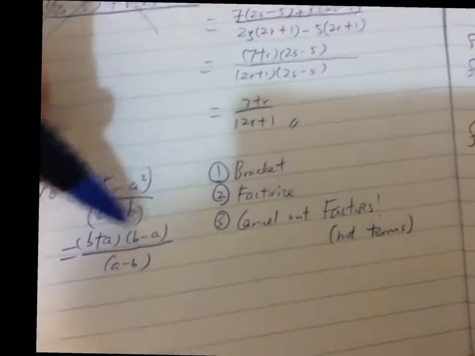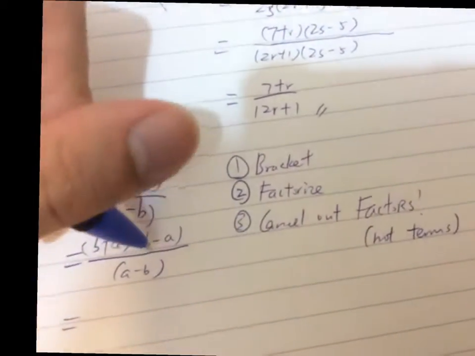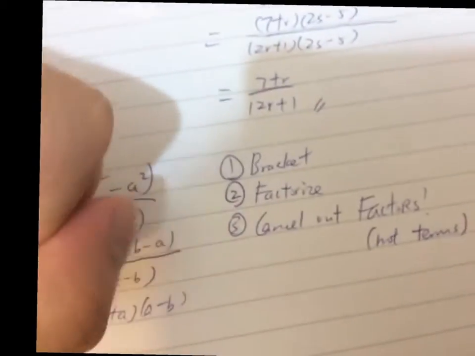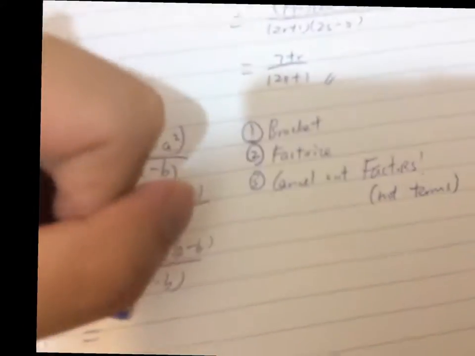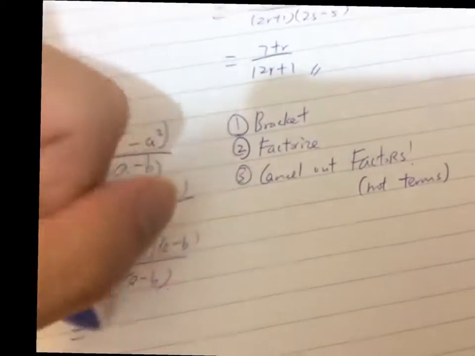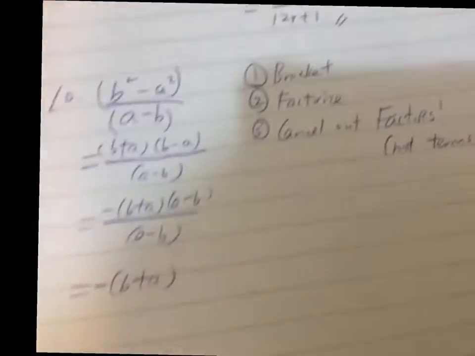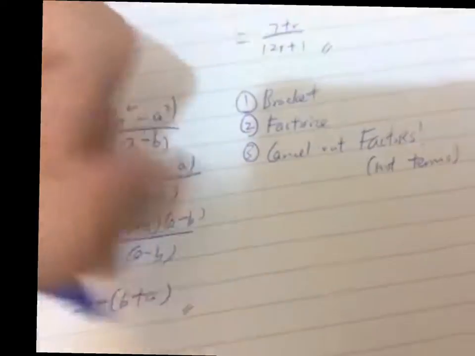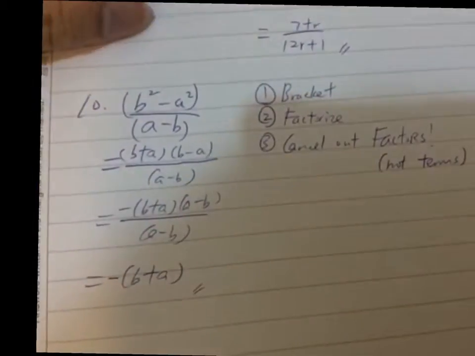Okay, any common factor? Okay, this one, a minus b, b minus a, we can change something. We can change this one to negative, a minus b. So, and cancel, and the denominator is 1. So I can omit the denominator and just keep the numerator. Negative bracket b plus a. Okay, and that's it. Or we can also write as negative b minus a, is the same.